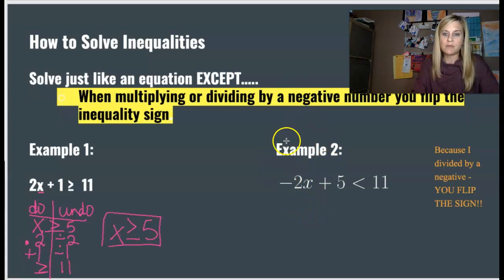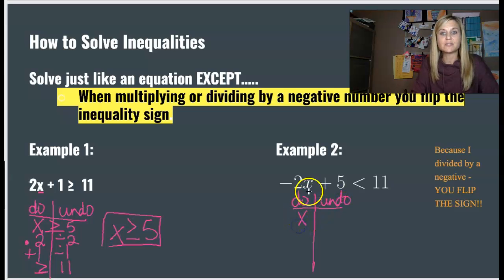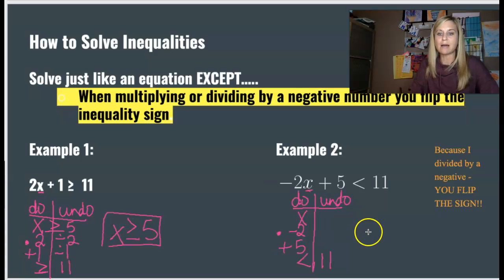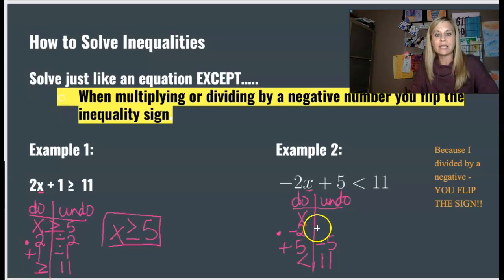So same thing, we're going to make our do, undo chart. So here goes, do, undo. Start with x. This time, x is actually being multiplied by -2, so be careful with that one. So x is being multiplied by -2, and you're also adding 5, right? And that is less than 11, so use that inequality there. So now, do all your inverse operations. The opposite of add 5 is subtract 5. Opposite of multiply by -2 is divide by -2.